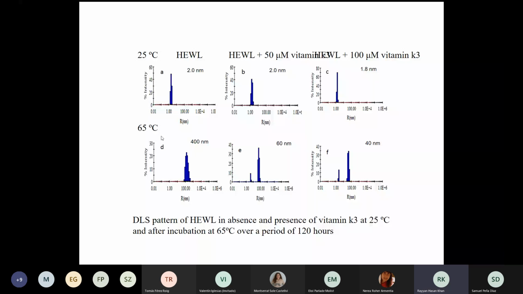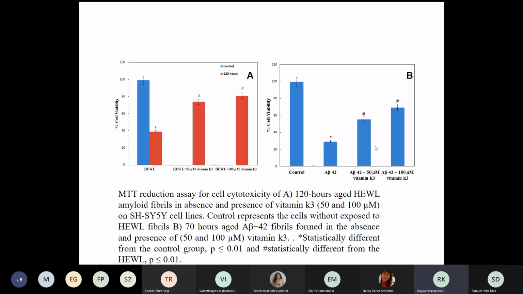While once we incubate the lysozyme at 65 degrees centigrade for 120 hours at pH 7, we get the formation of aggregates. Here you can see the hydrodynamic radius increases from 2 to 400 nanometer. In the presence of 50 micromoles of vitamin K3, from 400 it becomes 60 nanometer, and in the presence of 100 micromoles, it becomes 40 nanometer. So this indicates that vitamin K3 decreases the hydrodynamic radius of the protein.